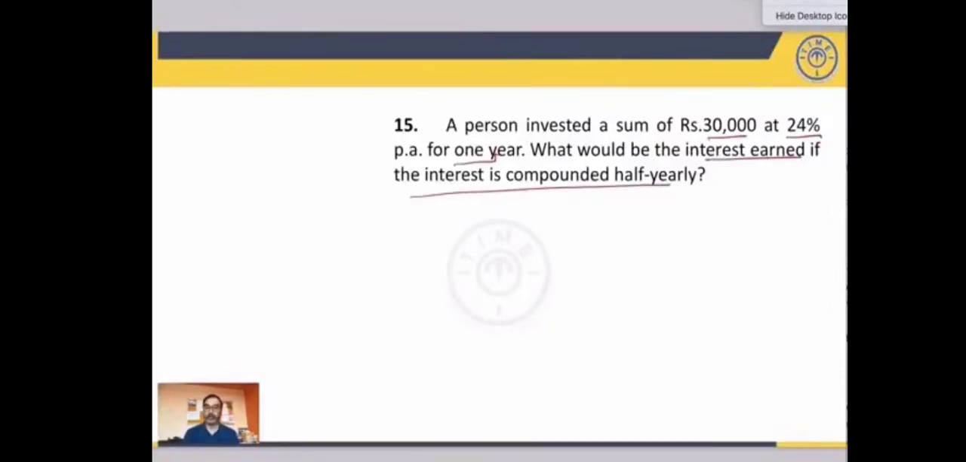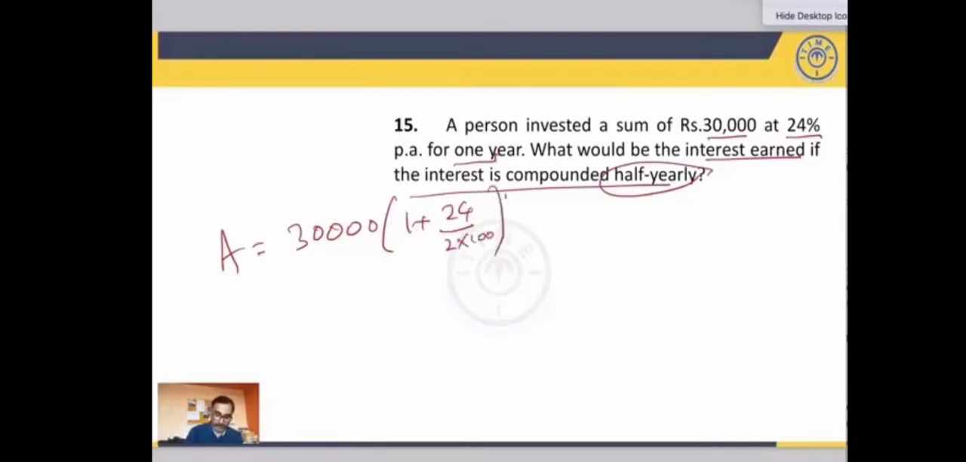There are two methods of solving. Amount is equal to 30,000 into 1 plus R, which is 24%, divided by k, compounded every half year, that means every 6 months. How many 6 months are there in 1 year? Two 6 months. So k will be 2, into 100, whole power 1 year into 2. You can apply the formula and then solve the problem.